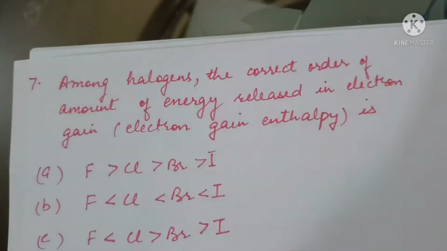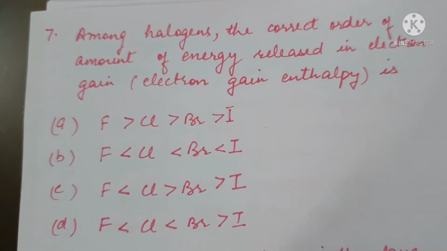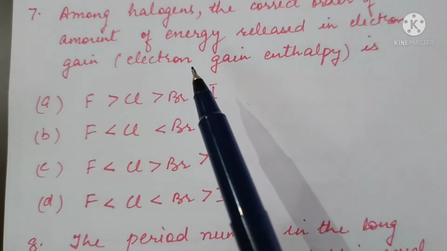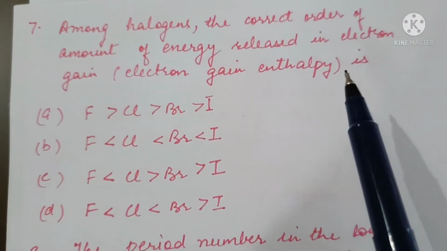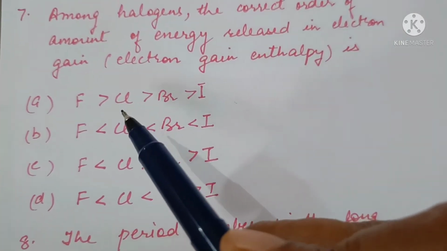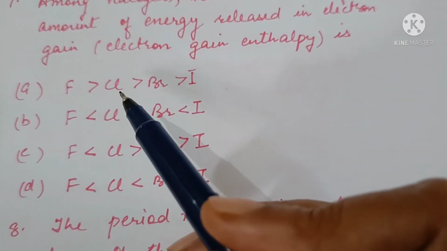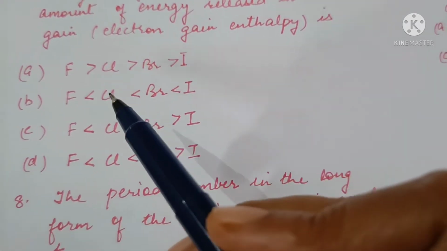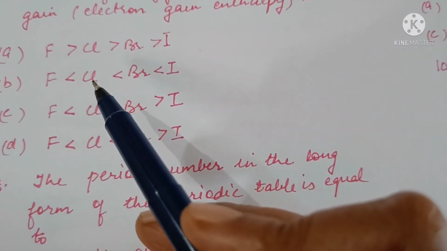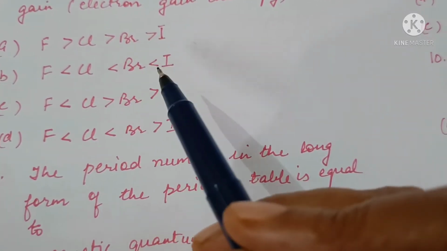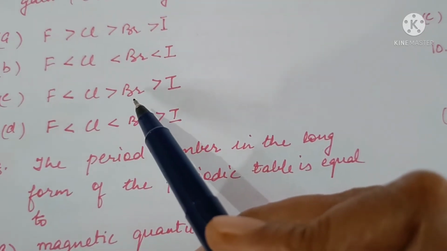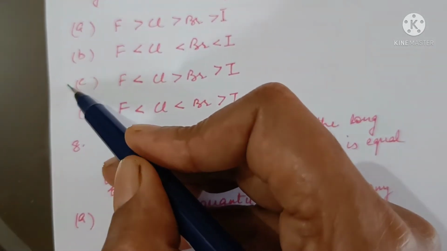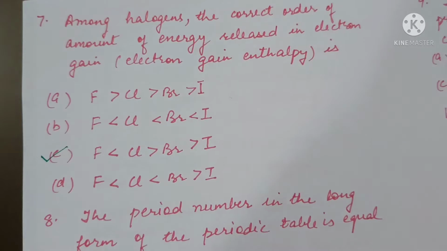Among halogens, the correct order of amount of energy released in electron gain, or electron gain enthalpy, is, so the electron gain enthalpy amongst halogens, chlorine has the highest electron gain enthalpy, fluorine has less than that of chlorine. But chlorine has greater electron gain enthalpy than bromine. This is the option here, and bromine has greater than iodine. So option C is the correct answer.